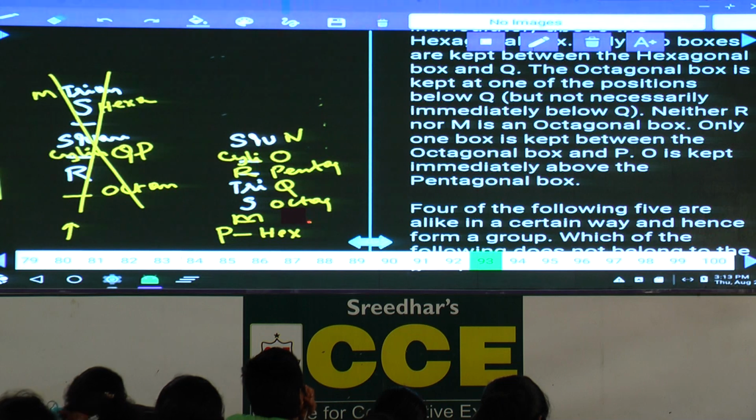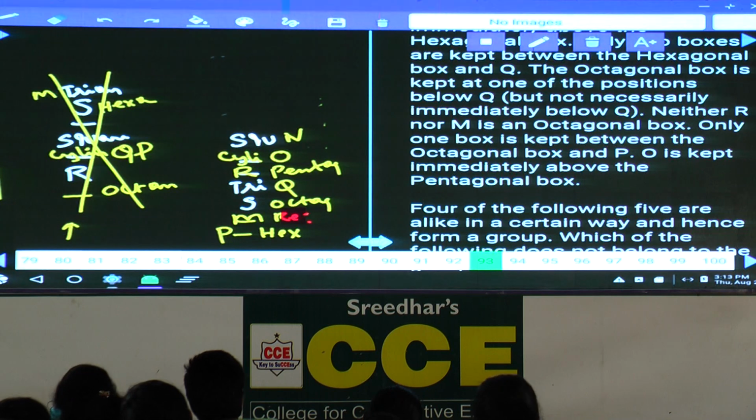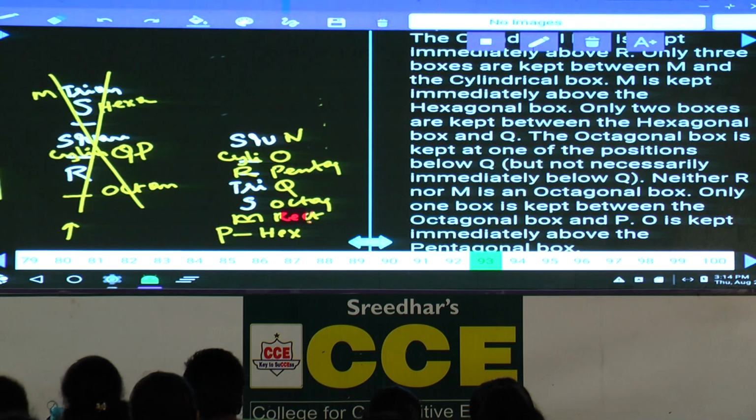N is here. M, N, O, P, Q, R, and S. Then hexagonal, octagonal, triangular, pentagonal, cylindrical, square were done. Now we are left with rectangular. Rectangle must be M. Clear? By the time we read the information, we have to complete the arrangement.